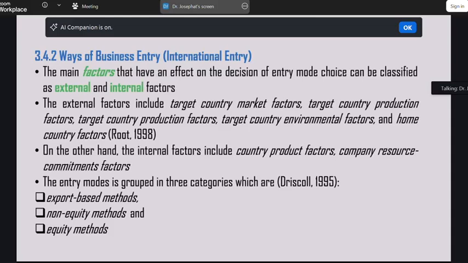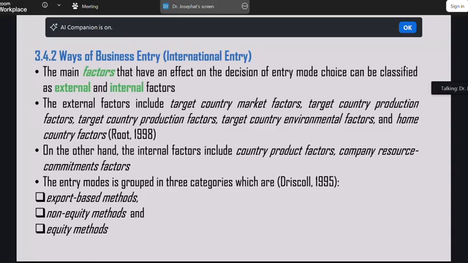So the main factors that have an effect on the decision of entry model choice can be classified as external and internal factors. Una external na internal factor. The external factors include target country market factor, target country production factor, target country environmental factor, and the home country factors. Hizo ni external model factors.